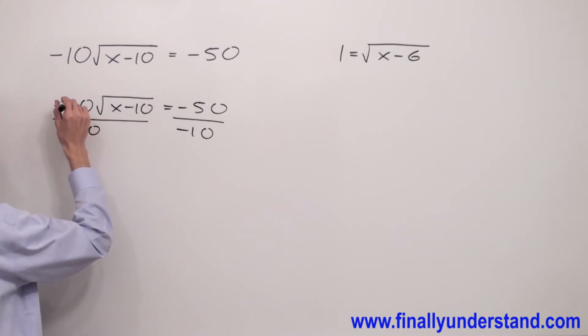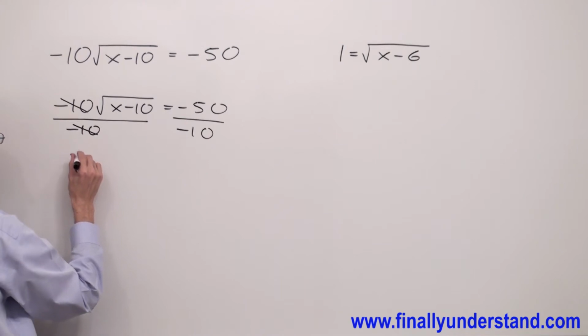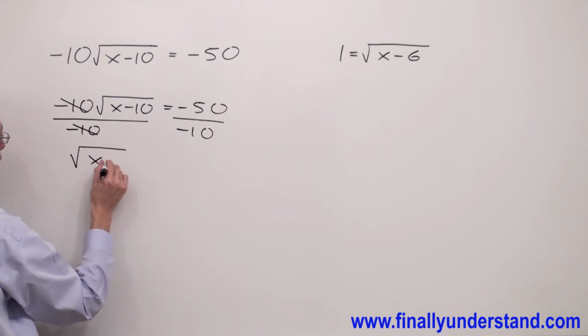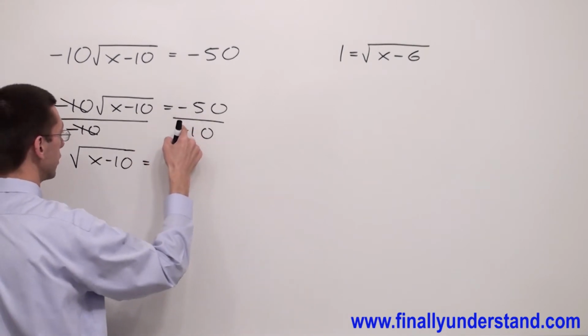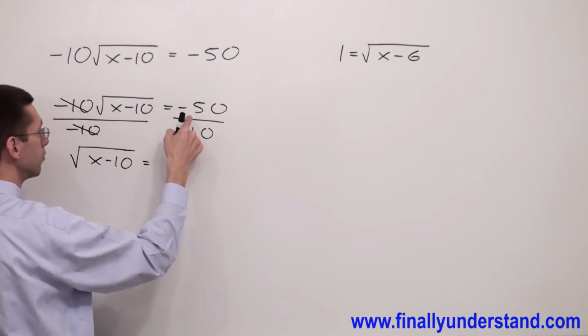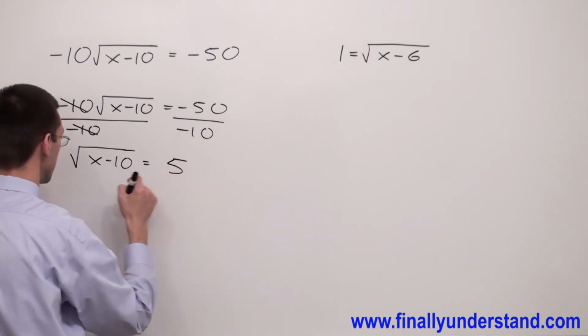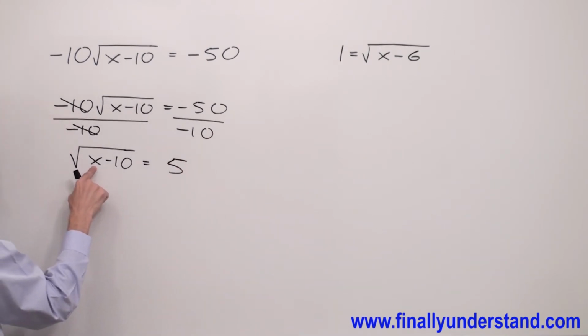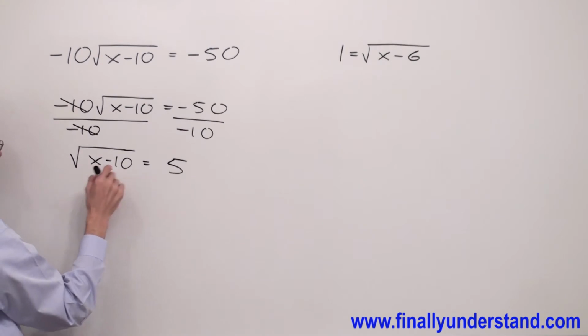Negative 10 and negative 10 will cancel out, and I have square root of x minus 10 equals negative 50 divided by negative 10. Negative divided by negative is positive, and 50 divided by 10 is 5. Because my unknown x is under the radical sign, I have to eliminate the radical.